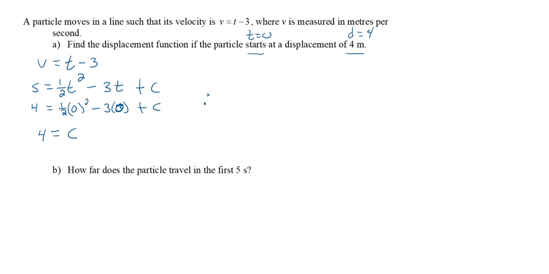All right, so therefore our displacement function, so you can say s, or maybe s of t, is equal to 1/2 t squared minus 3t, and then plus 4. And we can check it out too, right? You guys could quite easily take the derivative of this and just check to make sure that it actually does give us our velocity function.